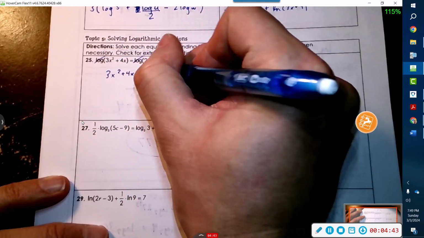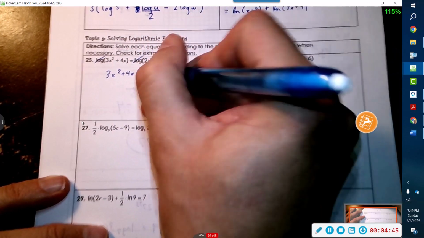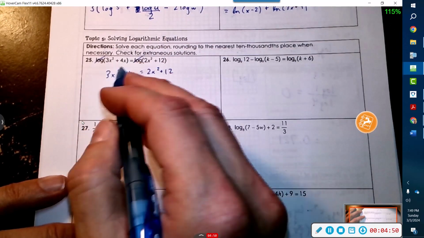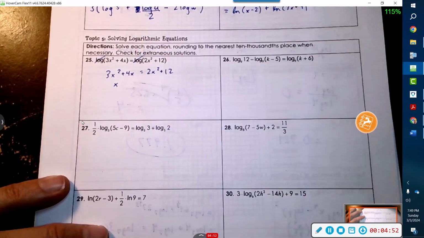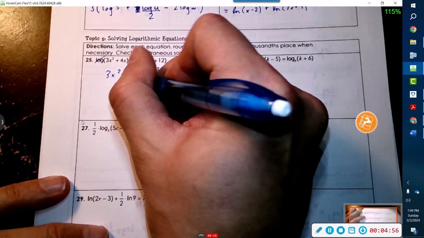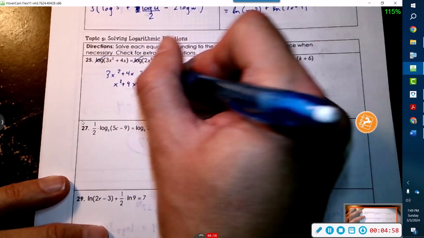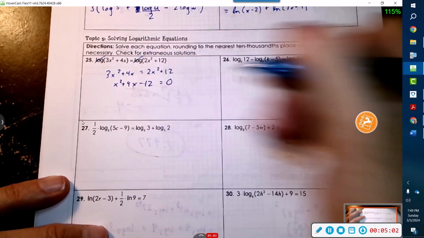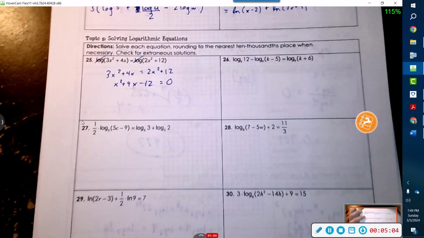And we have to make sure that we are looking for negative numbers, because we can't have negative numbers on the inside of logs because you can't take the logs of negative numbers. So you get x squared plus 4x. This negative 12 is going to move over and he will just become 12, and that will then equal 0. The reason why I set it equal to 0 is because it's quadratic.